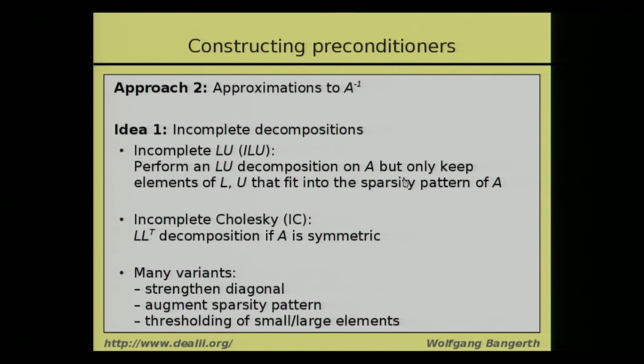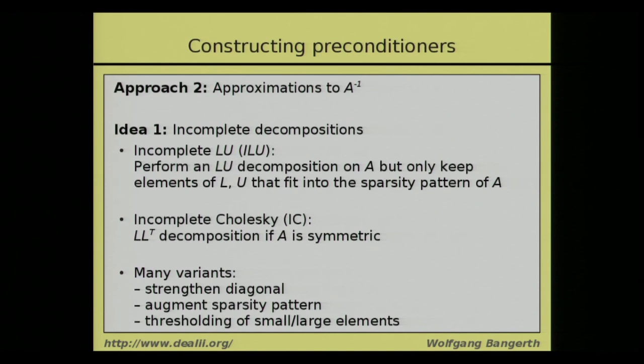So there are some things that we call incomplete decompositions. In particular, an incomplete LU, for example, that we call ILU. Essentially what they do is an LU decomposition on A, but because we know that even for sparse matrices A the LU decomposition would be full, in these incomplete LU decompositions we only compute elements of the factors L and U that fit into the sparsity pattern of A. So we throw away a lot of entries in L and U in hopes that we can come up with sparse factors L and U so that L times U is still approximately equal to A.